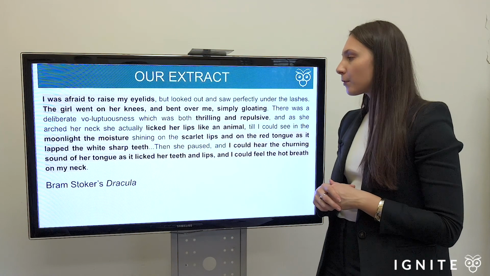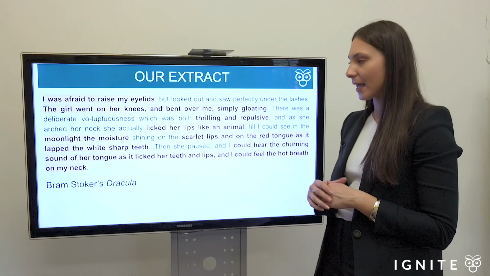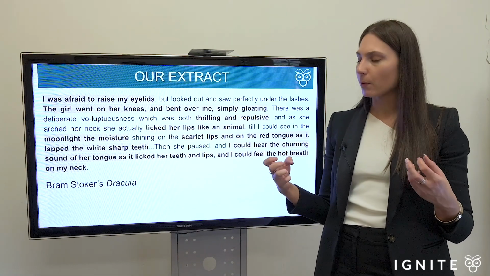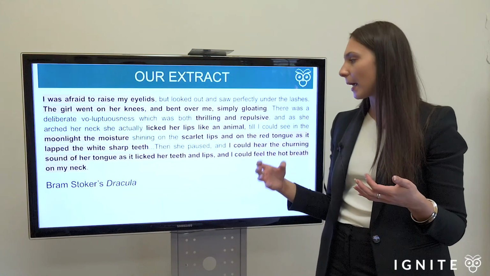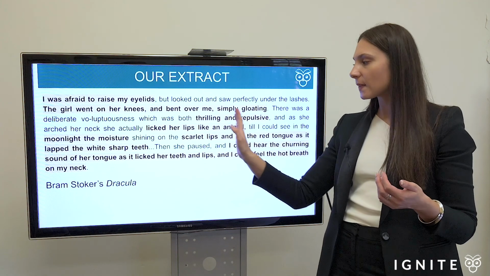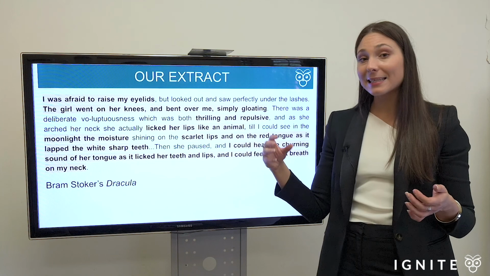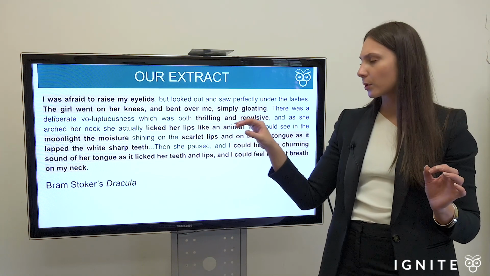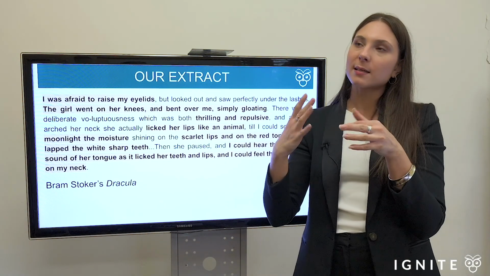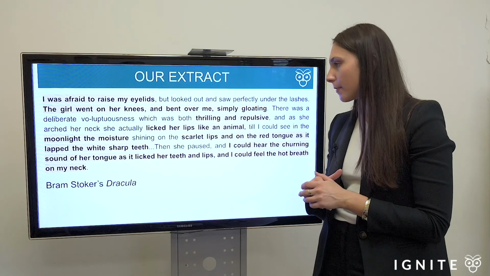There was a deliberate voluptuousness which was both thrilling and repulsive. So we have some emotive language that's being used there to describe this presence of the women that Harker is trying to unpack. Thrilling and repulsive. We've got two somewhat opposing ideas here placed in direct proximity. I would call that an antithesis, not a paradox, because thrill and repulse are not direct opposites, but an antithesis are two ideas of opposing qualities that are placed together. So that could be used to describe that.